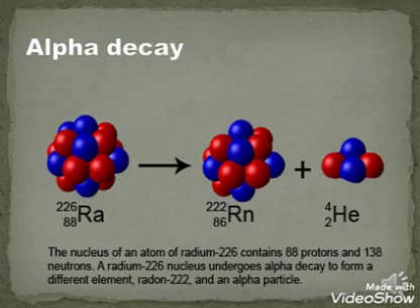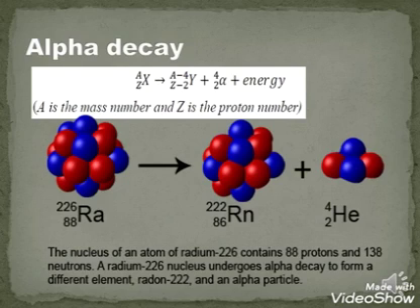And alpha decay is represented by this equation, where A is the mass number, Z is the proton number, X stands for the parent atom, and Y for the daughter nucleus. In an alpha decay, the nucleus loses 2 neutrons and 2 protons. The nucleon number goes down by 4. The proton number goes down by 2. So the nuclide changes to another element.